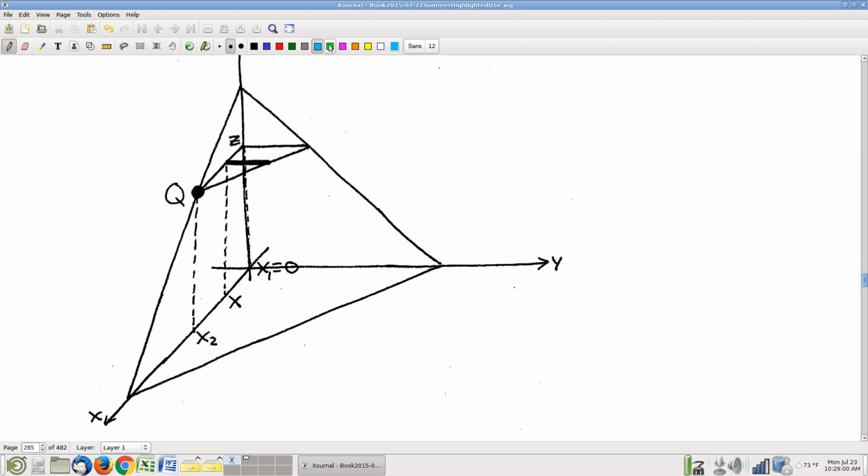Okay, so looking at the slices again, where's the last slice? The last slice is going to correspond to that point, right? So the x2 that I'm looking for corresponds to that point. Now let's start thinking about what we know about that point. I know several things about that point.